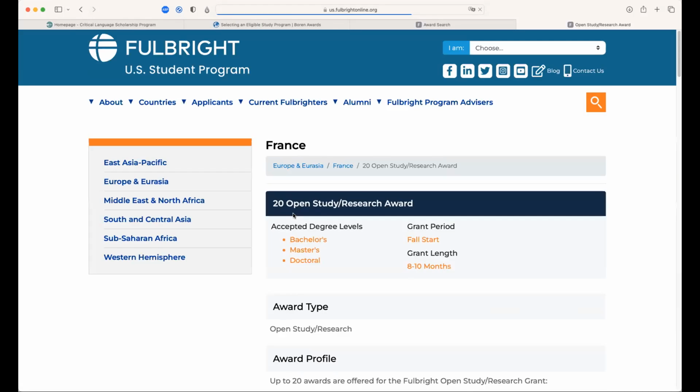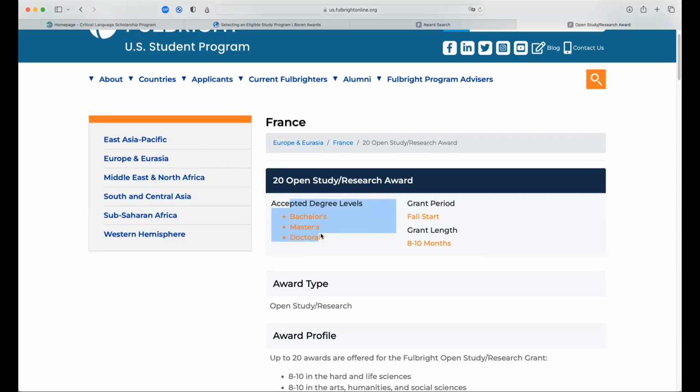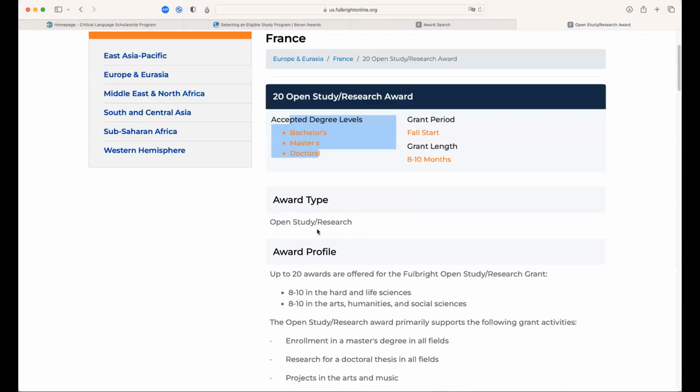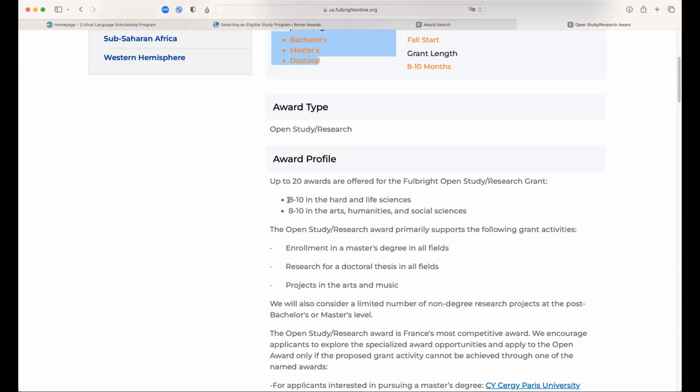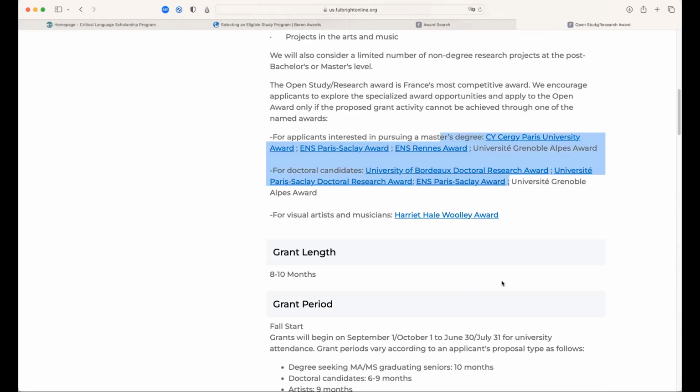Now, if we were to look at the specifics here, we can see, oh, you can actually do this at multiple levels. You could study at the bachelor's level, the master's level, the doctoral level, and they split up those up to 20 awards so that it's about half hard and life sciences and half everything else. And we have some things for people at different levels.